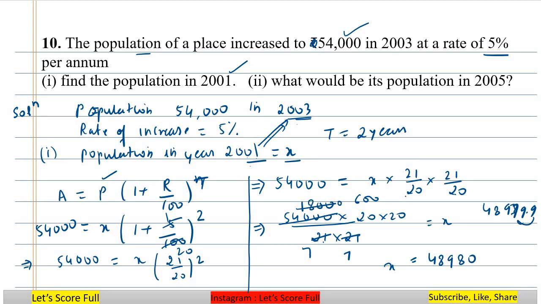It says, what would be its population in 2005? So in 2003, I have the population, rate of increase is the same, 5% per annum. But they are asking after 2 years, means after 2 years, 2003 to 2005, what is the population? Here you can see there are 2 years, and this time I will consider this as principal. Why? Because the population will increase and become something else in 2005, right?